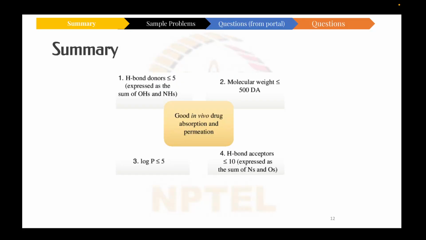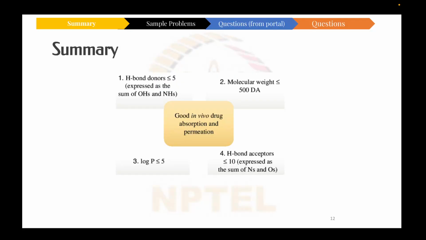The molecular weight of a compound should be less than 500 daltons. The calculated octanol water partition coefficient, that is log P, the lipophilicity value, should be less than 5. Log P is a measure of a compound's lipophilicity or its ability to dissolve in lipids versus water. Compounds with excessively high log P values may have poor solubility and absorption.